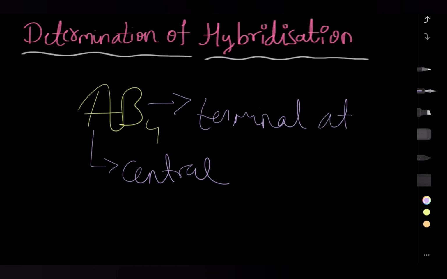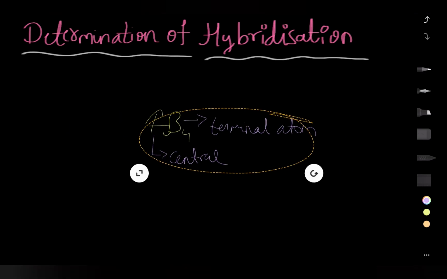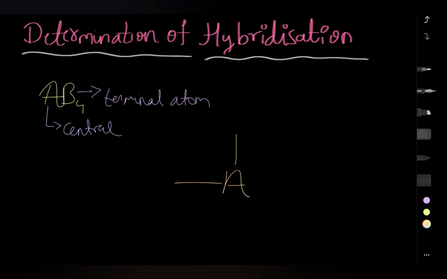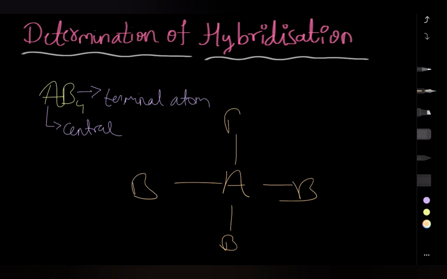So its structure will be like this: A with 1, 2, 3, 4 bonds to B. Here A and B means it has 4 sigma bonds. 1, 2, 3 and 4. It has 4 sigma bonds.